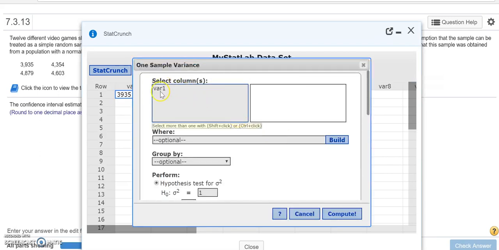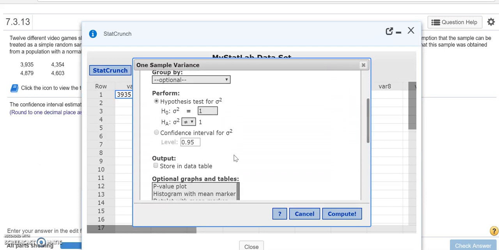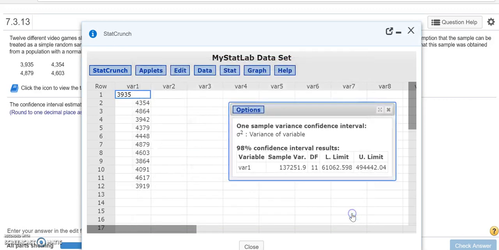Up at the top, we're going to select the column that had the data we're interested in. In this case, that was easy. There's only one. If we scroll down, we want to do a confidence interval. In this case, it was a 98% confidence interval, so I'm going to change this to 0.98, and I'm going to click Compute. What the computer has done for me here is given me the confidence interval. This is the lower limit, and this is the upper limit, but this is for the variance, sigma squared.